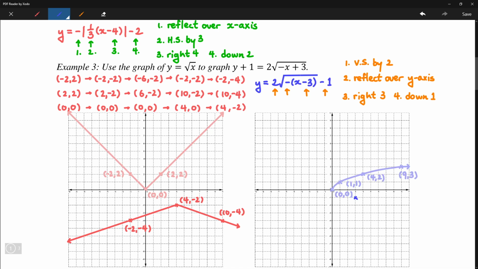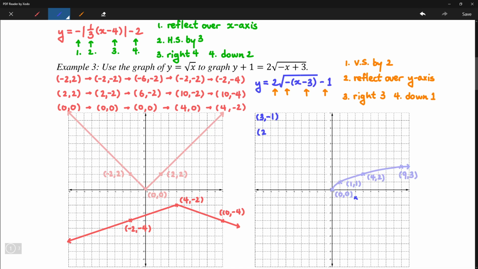So that's the first point. I'm just going to write here 3, -1. Next point, 1, 1. So vertical stretch by 2 will give us 1, 2. And then the reflection will give us -1, 2. Right 3 will give us 2, 2. And then finally down 1 will give us 2, 1.